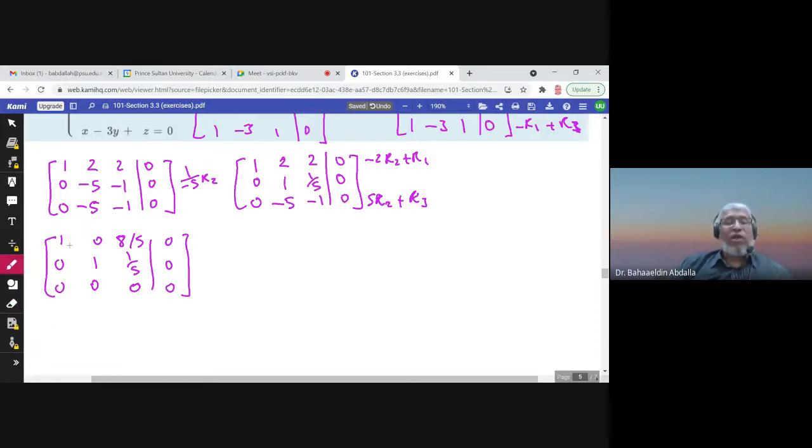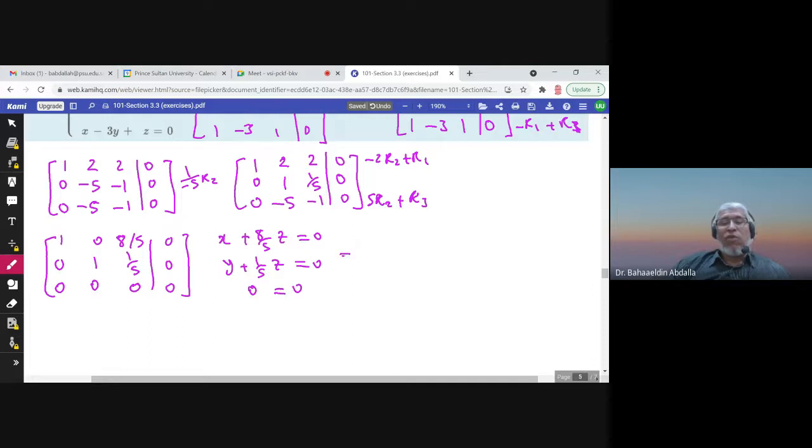I have 1 in the first non-zero element in the first row, and all the numbers below are zeros. The first non-zero element in the second row is 1, and above and below we have zeros. And in the last row all are zero elements. So let me write the equation. x plus 8 over 5z equals 0. y plus 1 over 5z equals 0, and 0 equals 0.